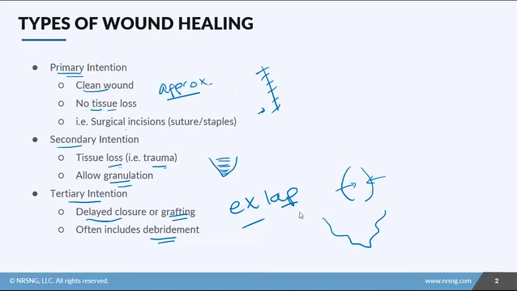So that's a big part of tertiary. We leave it open because we're going to go back in and take out the dead tissue pretty frequently while we wait for it to close up. So that's tertiary: we intentionally leave the wound open so that we can continue to debride.